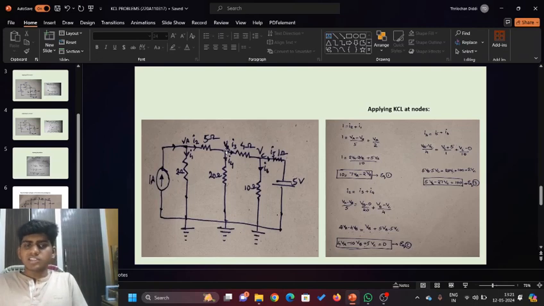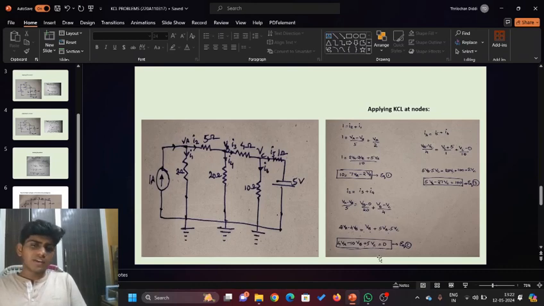Next we apply KCL at node B. The same current I2 gets divided as I3 and I4. To find I3, it's very simple: VB minus VC by 4, using Ohm's law, the potential divided by resistance. Similarly, I4 is VB minus 0 by 20. Finally we get an equation in VB and VC and also VA, because VA is also in the picture, since we are using the same current I2. So we get an equation in VA, VB and VC.